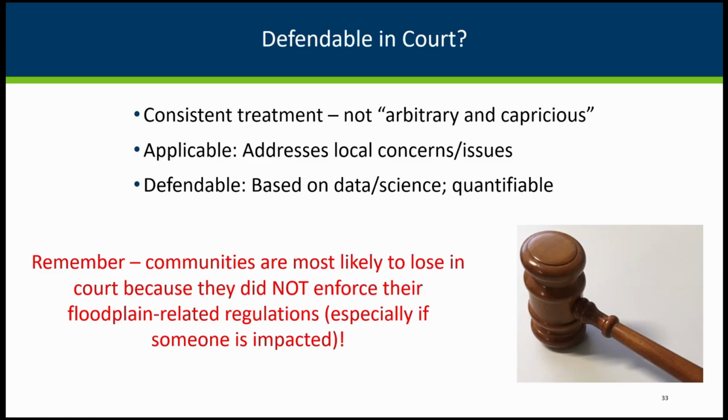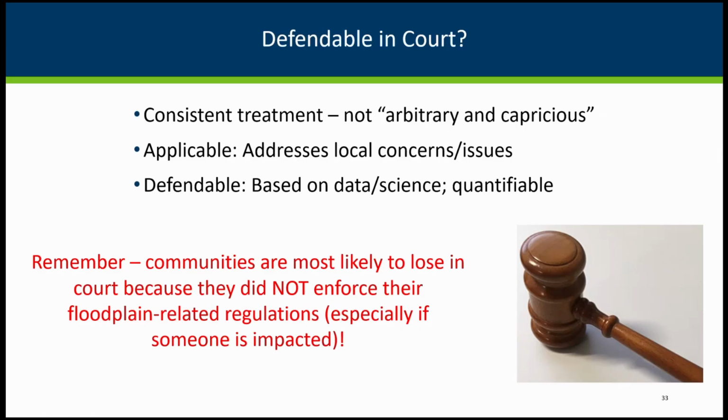But one thing that we've consistently seen in the courts is that as long as we're being consistent in the way we apply our rules, we're not being arbitrary and capricious, we're looking at concerns that are real, and especially those things that we can measure, like the higher standards that impact water quality or impact potential flooding. These things are very defendable, and we've got more data and science to back us up. Those things are upheld in court.